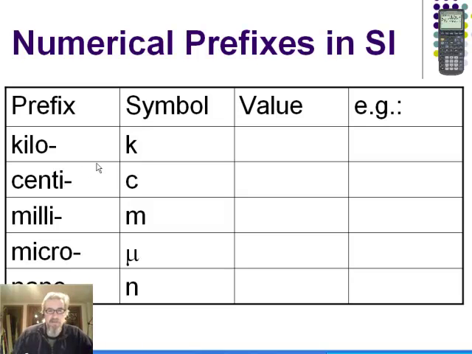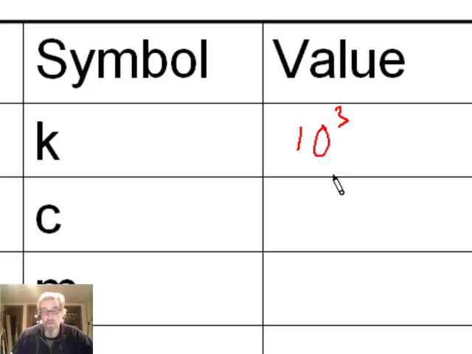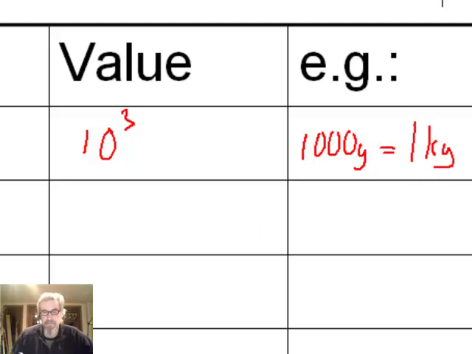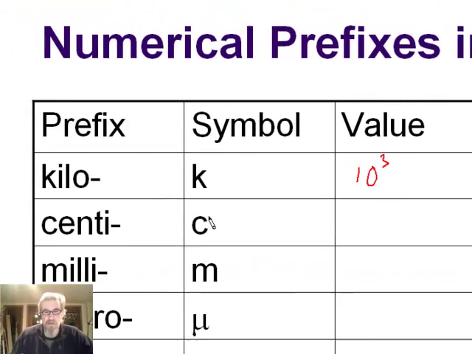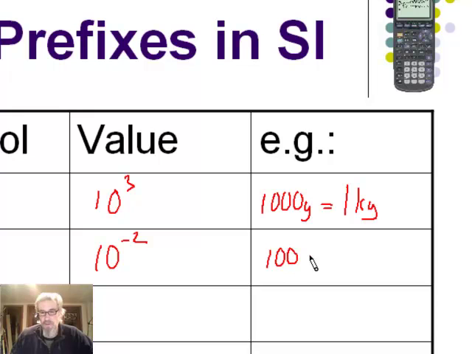Kilo is a prefix that has the symbol small k, and its value is 10 to the third, or 1,000 of something. For example, there are 1,000 grams in 1 kilogram. Centi is a number that scales something down. Centi is abbreviated small c. It's 10 to the negative 2, or 1/100th of something. For example, there are 100 centimeters in 1 meter, because a centimeter is 1/100th.